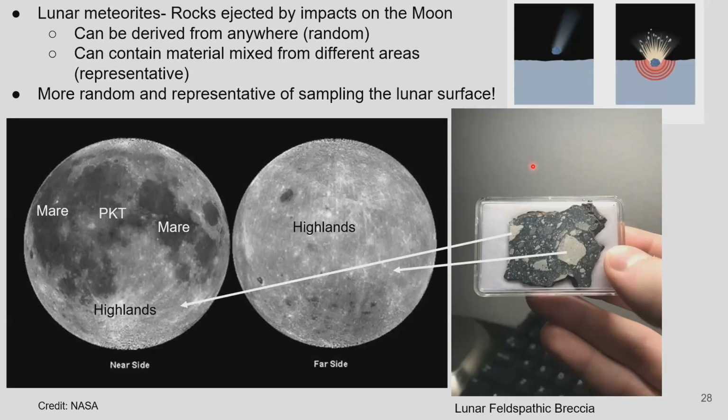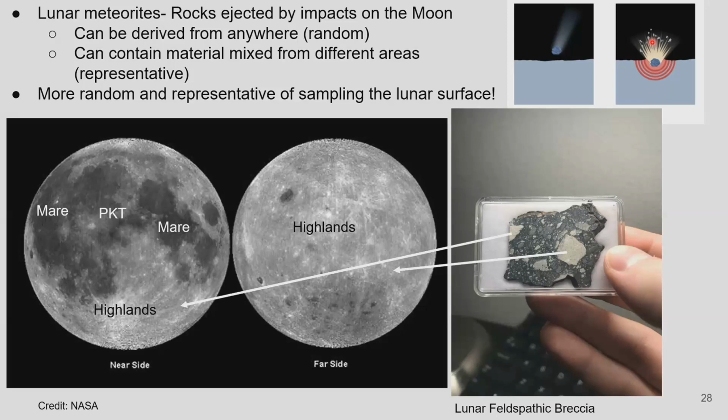So lunar meteorites, as the name suggests, since I talked about meteorites, these are rocks ejected by impacts on the moon. The moon, of course, as we know, is very heavily cratered. It's got craters on both the near side and far side. And whenever an object hits the moon, it ejects more material. And if the ejection velocity of that material exceeds the escape velocity of keeping stuff on the moon, it eventually enters an Earth-crossing orbit, hopefully, and it lands on Earth. And we can sample those as lunar meteorites.